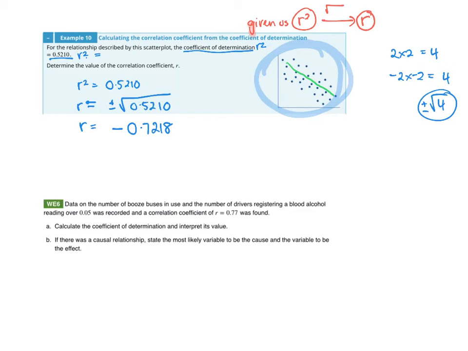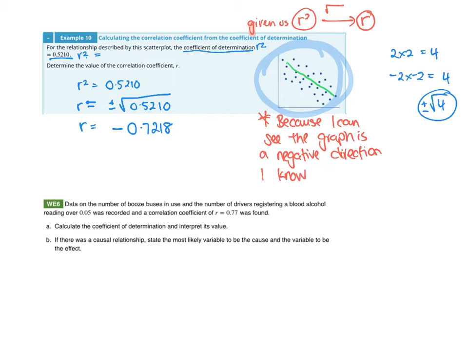So you might need to write a little note for that. So because I can see the graph is in a negative direction, I know the R value is negative, okay?